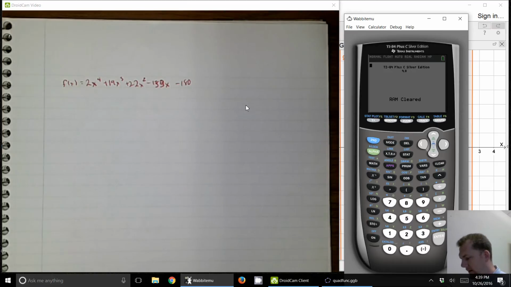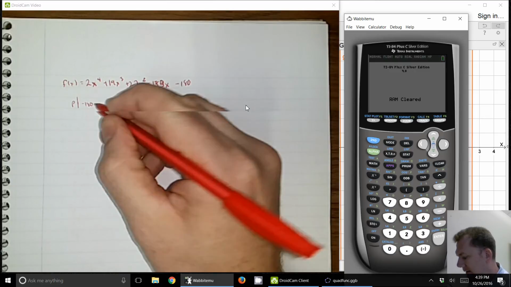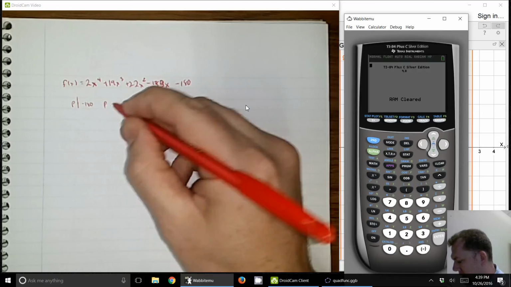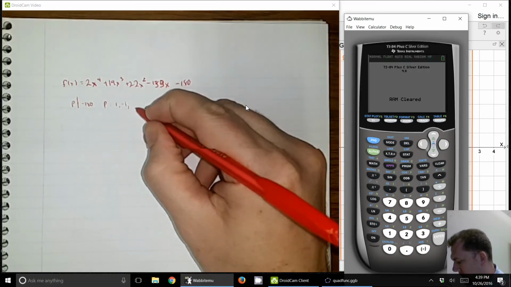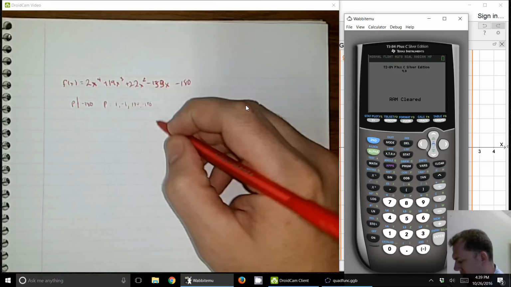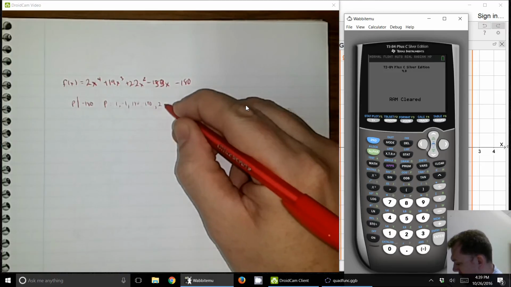Okay, so what do we got to do? Well, our p is going to divide -180. There's a lot of numbers that divide that, so bear with me here. So p would be 1, -1, and then that's associated with 180 and -180. Or it's divisible by 2, and half of 180 is 90.